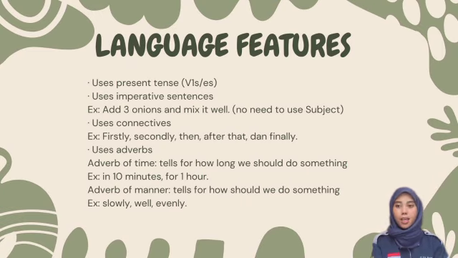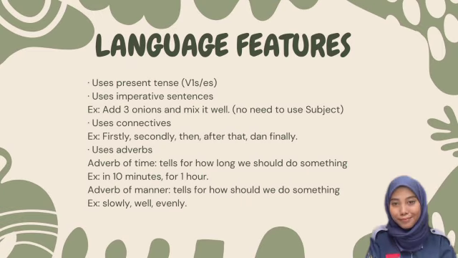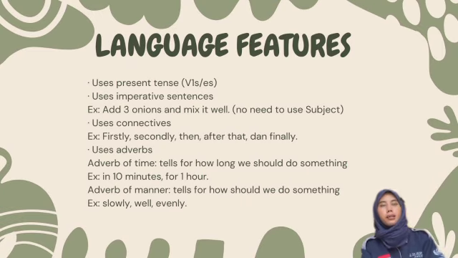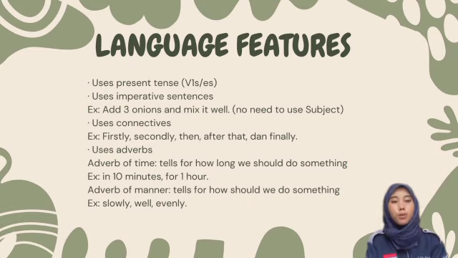And number 3 is adverbs. There are many adverbs, but in procedure text we usually use adverbs of time. Adverb of time tells us how to do something for a certain amount of time. For example, in 10 minutes or for 1 hour. And then the last one is using the adverb of manner. Simply, it tells us how we should do something. For example, like slowly, mix it well, or evenly, or thoroughly.